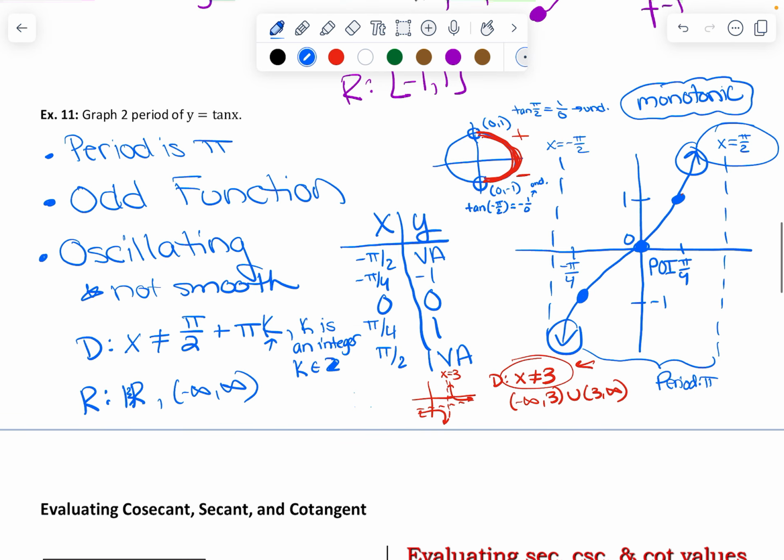All right, hope this helps. Next, we'll be looking at the reciprocals of sine, cosine, and tangent, which are cosecant, secant, and cotangent.